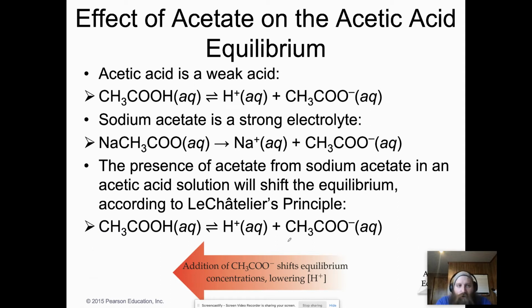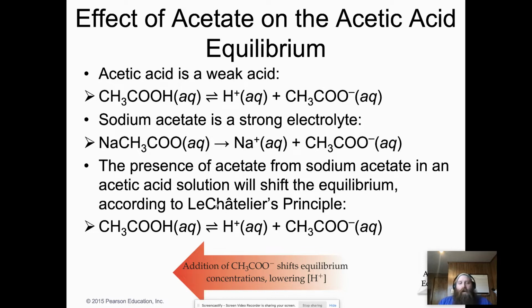So, first, let's look at equilibrium as it pertains to a weak acid, right? So we have acetic acid. It's a weak acid. We can identify that from a lot of different ways, but the easiest one is probably that equilibrium arrow right there. And when we look at sodium acetate, we say, all right, well, that's a strong electrolyte, right? We have a yield arrow just pointing in one direction. We have complete dissociation. We know that sodium acetate here is completely dissociated.